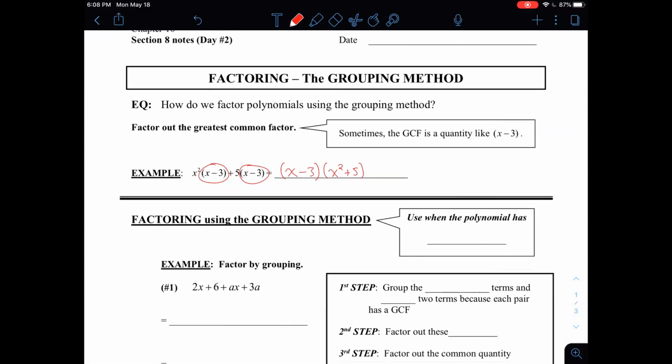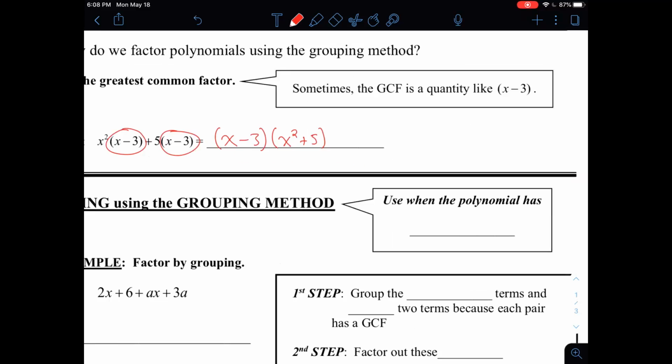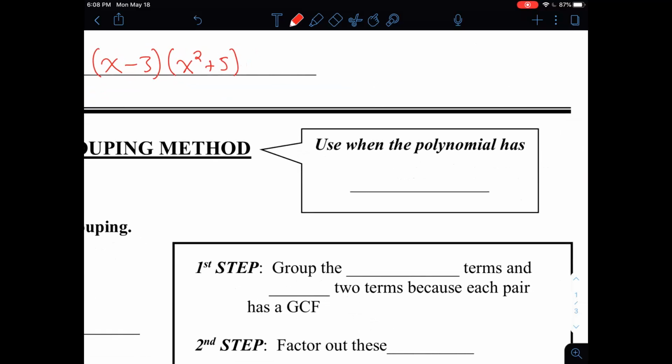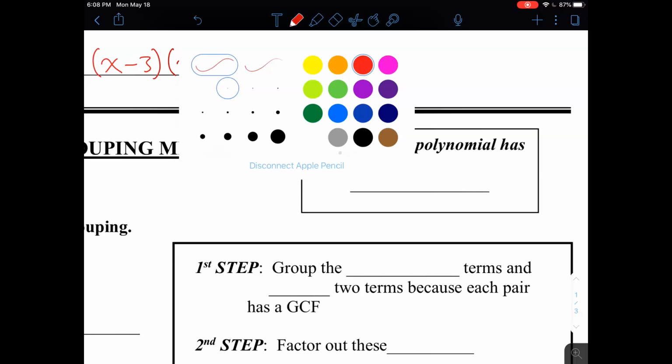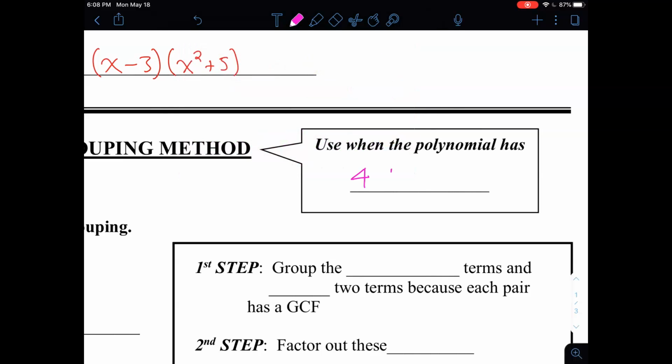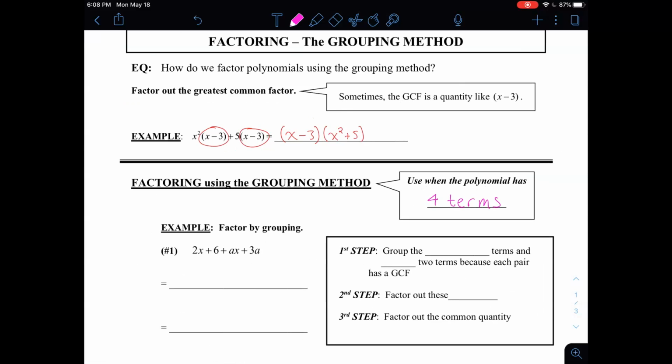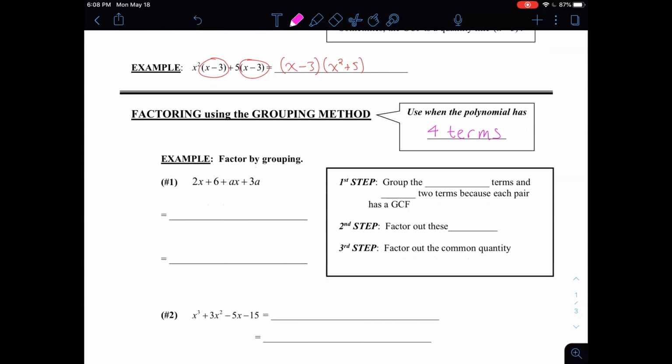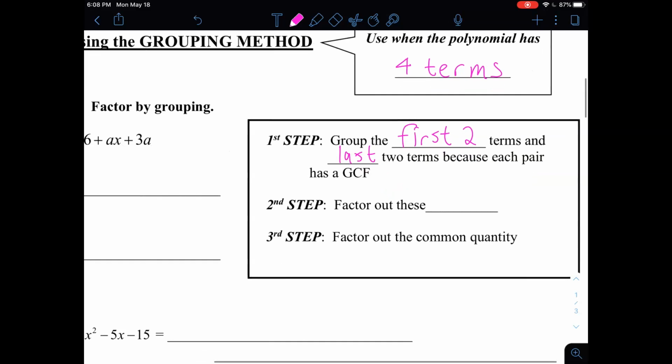Factoring using the grouping method, we're going to use this when the polynomial has 4 terms. Has how many terms? 4 terms. The first step is to group the first 2 terms and the last 2 terms, because each pair has a GCF. We're going to factor out these GCFs, or greatest common factors.